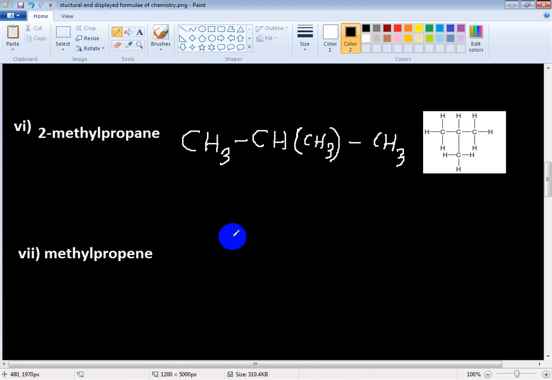This is now methyl propene. So how many carbons? 3 carbons in a chain. Prop-ene means double bond, at least one double bond contained in this compound. 3 carbons. Okay, this carbon. Methyl propene. Okay, I give here one double bond. Okay, methyl propene. So I give there is a methyl group here, CH3, 1 methyl.